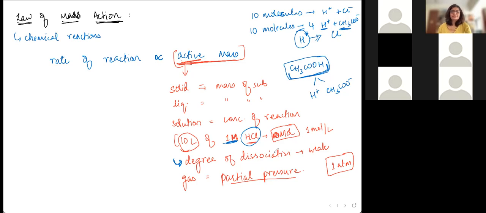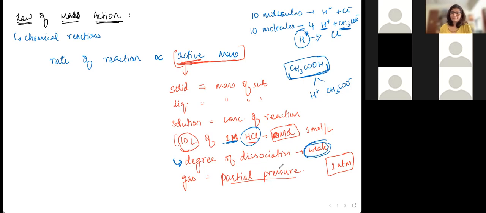Degree of dissociation is applicable only for weak acids, weak bases, weak salts, things that don't ionize that easily. For strong acids, strong bases, and proper ionic salts, we don't really care about this. It's completely fine. Only for the weak things do we look at degree of dissociation.